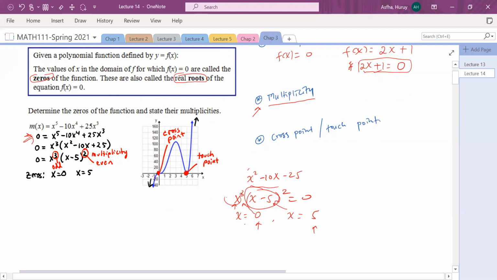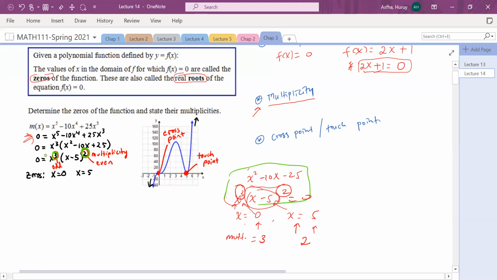So this x factor is raised to the power of 3, and this x minus 5 is raised to the power of 2. So the multiplicity for the zero at x equals 0 is 3, which is this power, and multiplicity for the zero at x equals 5 is that power, which is 2. This is how we find the multiplicity as well as the zero itself. First, we find the zero, which is kind of solving an equation. Then for each zero, by looking at the degree, we can find the multiplicity of that zero.